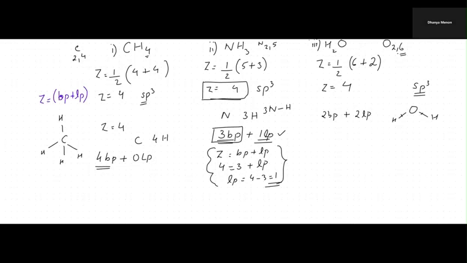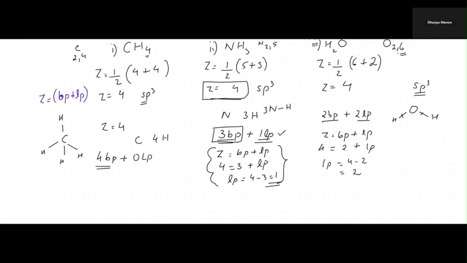Z is equal to bond pair plus lone pair. Z is equal to 4. How many bond pairs are there? 1, 2. Plus lone pair, we need to find. So lone pair is equal to 4 minus 2, which is equal to 2. So 2 bond pairs and 2 lone pairs. Either way you can do it.